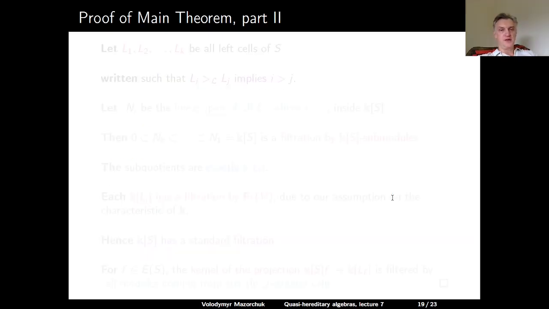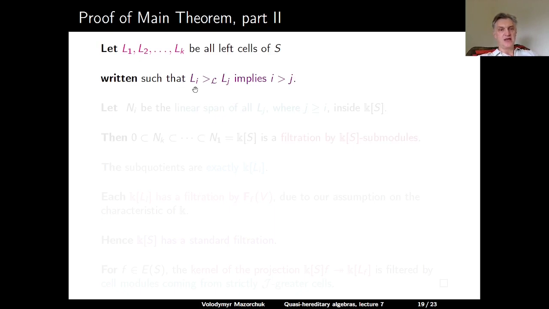Now we need to prove that all projective modules have a standard filtration, which is directed in the correct way. So let L1, L2, and so on Lk be the list of all left cells in A, which is written such that Li is left bigger than Lj implies that the index i is greater than the index j.